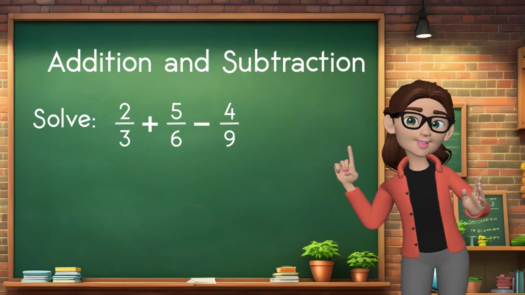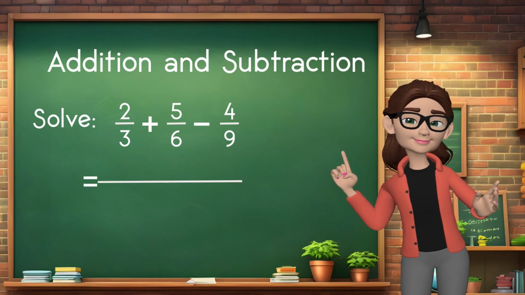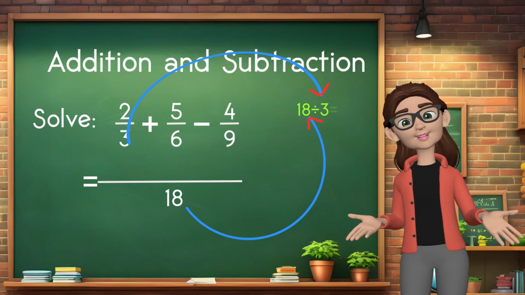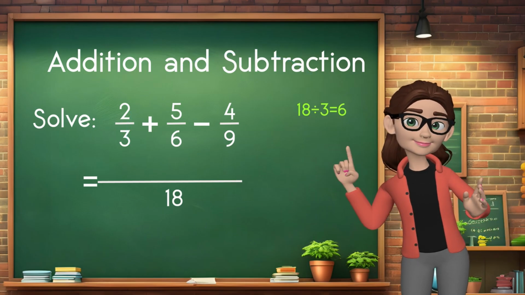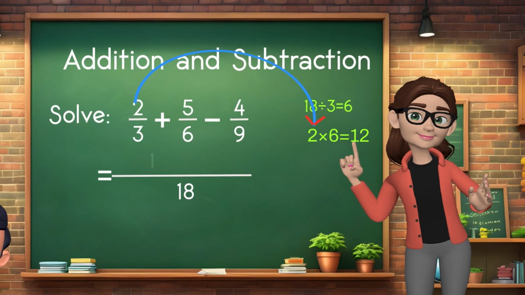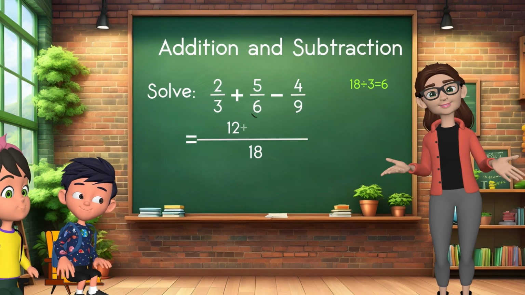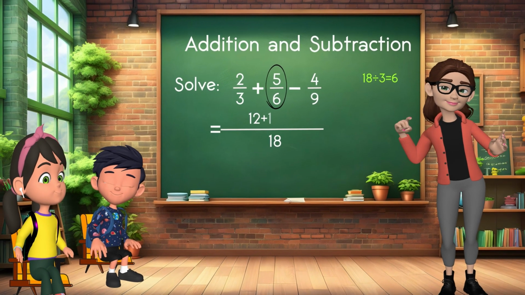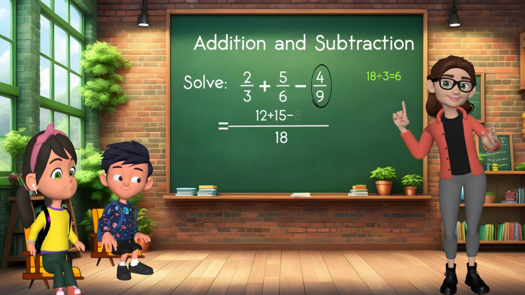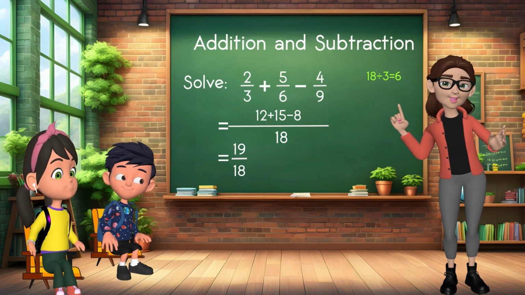18 is the common denominator. Put 18 as the common denominator. Now divide 18 by 3, the denominator of the first fraction, we get quotient 6. Then multiply 2, the numerator of the first fraction, by the quotient 6, we get 12. Similarly, for the second fraction, we get 15. For the third fraction, we get 8. Finally adding and subtracting, we get 19/18.